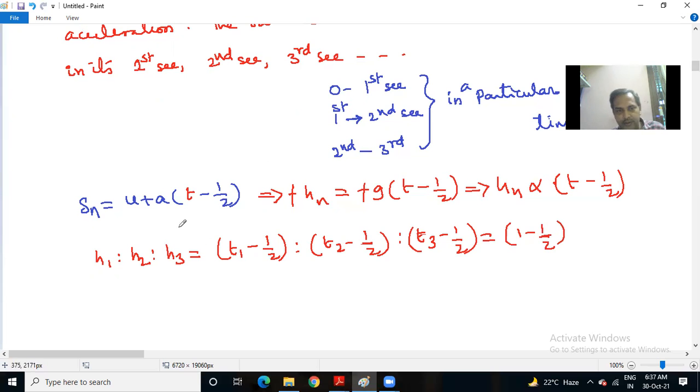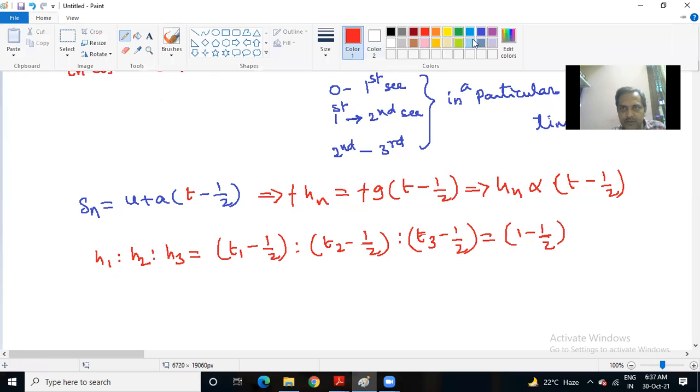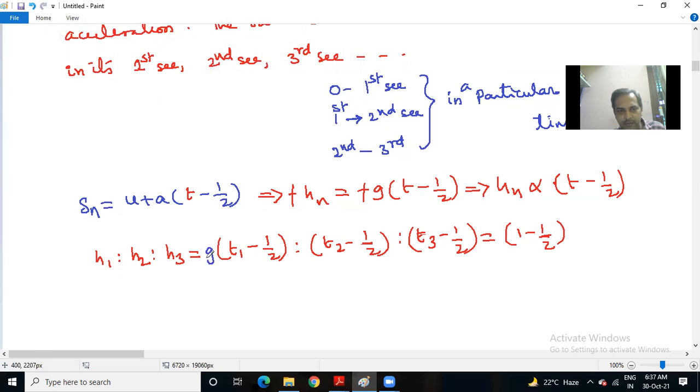T2 is, otherwise you can include even along with the G also, there is no problem, but you will have to cancel G finally. Yeah, G is 2. Second case, 2 minus 1 by 2 G is 2. Third case, 3 minus 1 by 2 with the G, right?